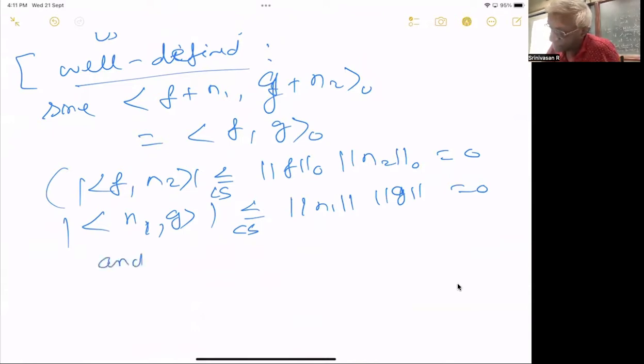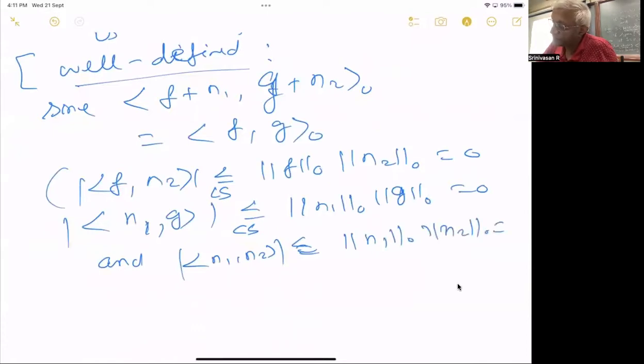So this is also less than or equal to, so I have to put a naught here, n1 naught n2 naught, equal to 0. So because of all these things, the inner product of f plus n1 and g plus n2, the naught inner product, is exactly equal to the inner product of f and g.